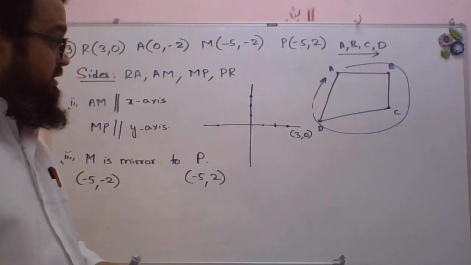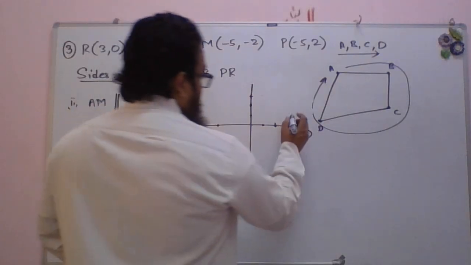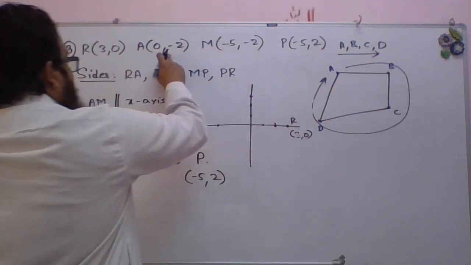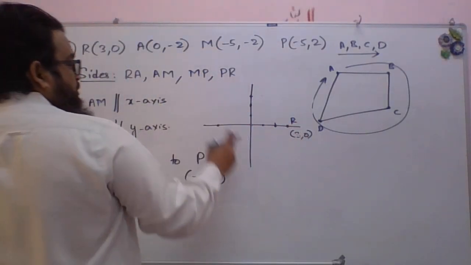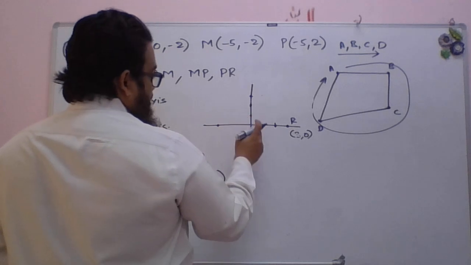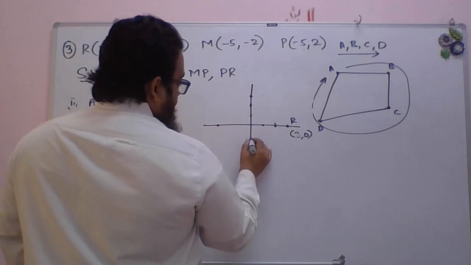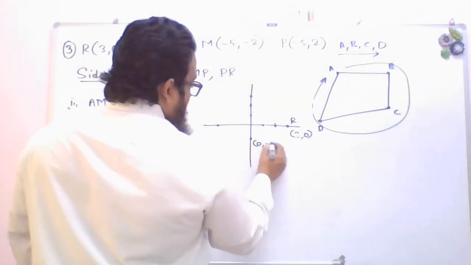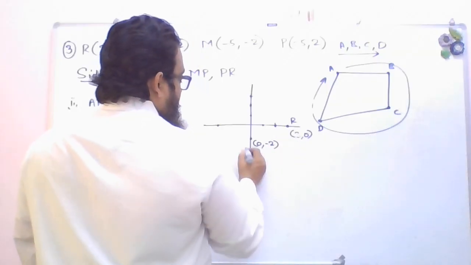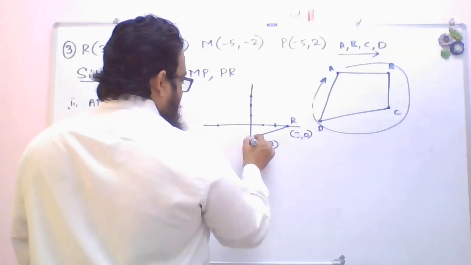Okay, so this is 3 comma 0. What is this? R. Okay, good. What is A? 0 comma minus 2. So 0, and minus 2 is here. So this is 0 comma minus 2. Okay, this is A. Let us join RA.